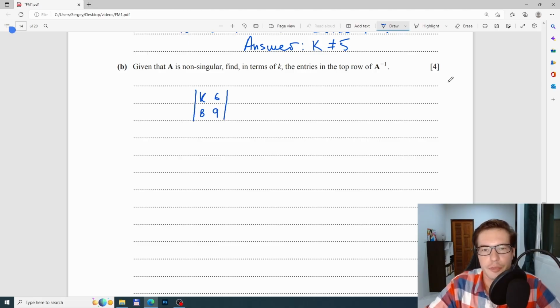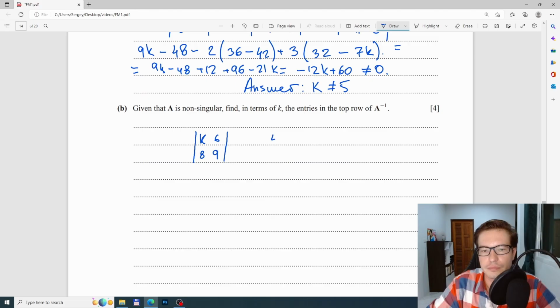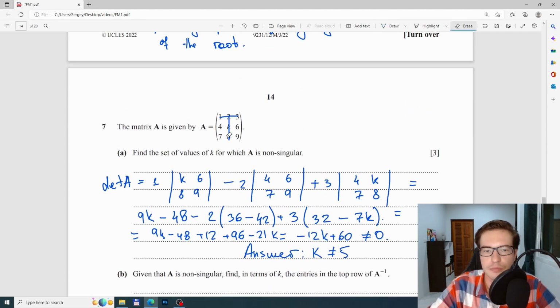But for now, let's move on to the element of the first row and the second column. So it's 2, I'll have to cross it out. And I get 4, 6, 7, 9. That's going to be the next element of the cofactor matrix. Let's move on. I will have to cross out 3. I get 4, k, 7, 8.